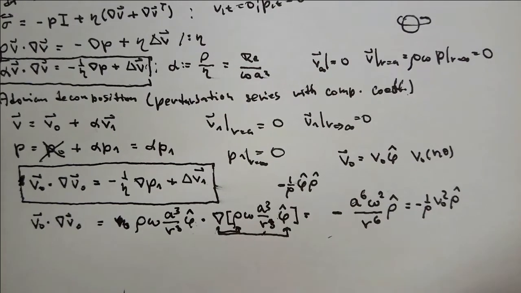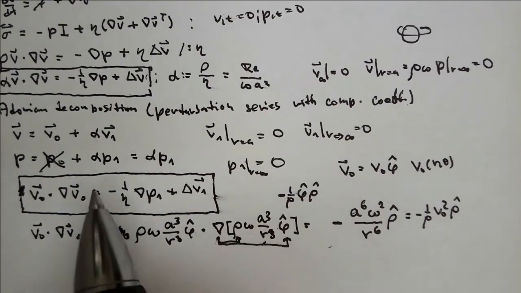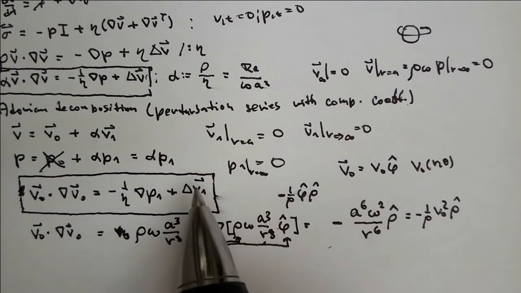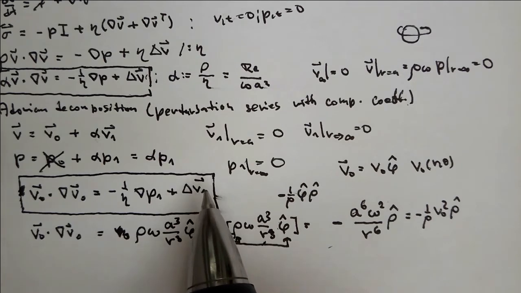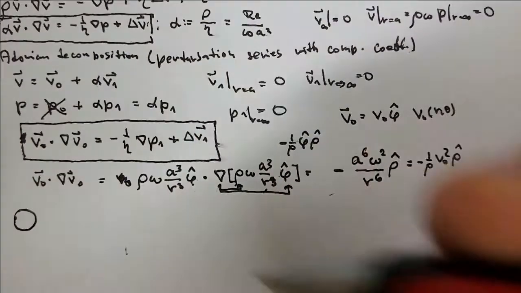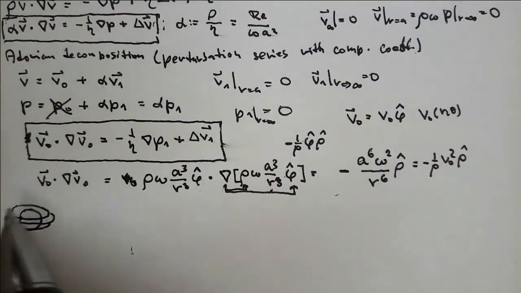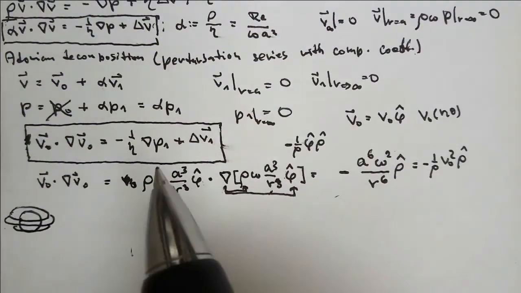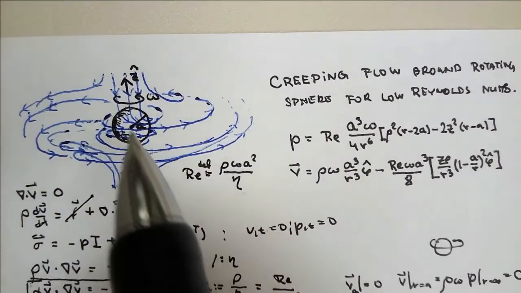Next, we can substitute in here, but you will see that there is pressure and there is V1. We'll be looking for a solution for V1, and it's basically a correction to this kind of flow. This is the first term, the zeroth term. The streamlines are circles, but if we add the correction, it's going to look like this.